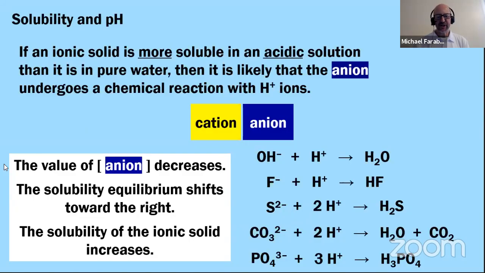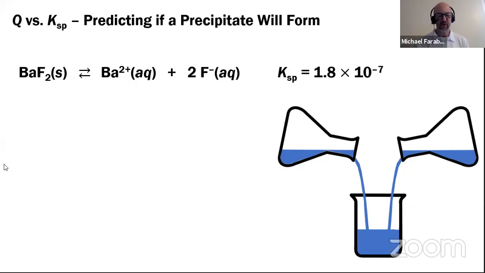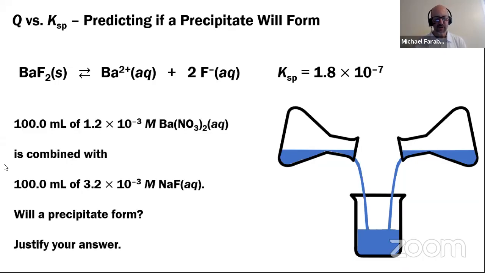All right, I want to talk about Q versus Ksp, and then I will get to your homework problem. All right, here we have two flasks that are mixed together, and the two chemicals that we're mixing together here are barium nitrate, which contains barium ions, and sodium fluoride, which contains fluoride ions. So are we going to make a solid precipitate? It depends. It depends on Q versus Ksp. We're going to predict if a precipitate will form.